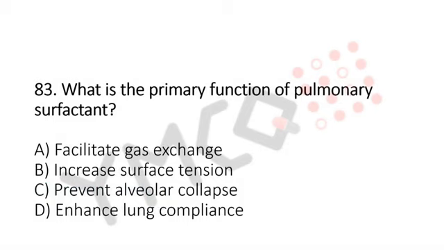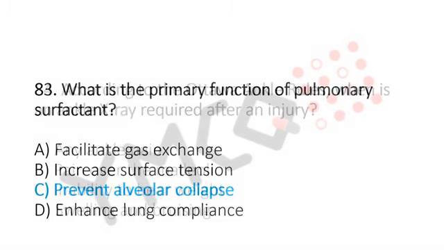What is the primary function of pulmonary surfactant? Option A, facilitate gas exchange. Option B, increase surface tension. Option C, prevent alveolar collapse. Option D, enhance lung compliance. And the answer is option C, prevent alveolar collapse. Now let's move to question number 84.